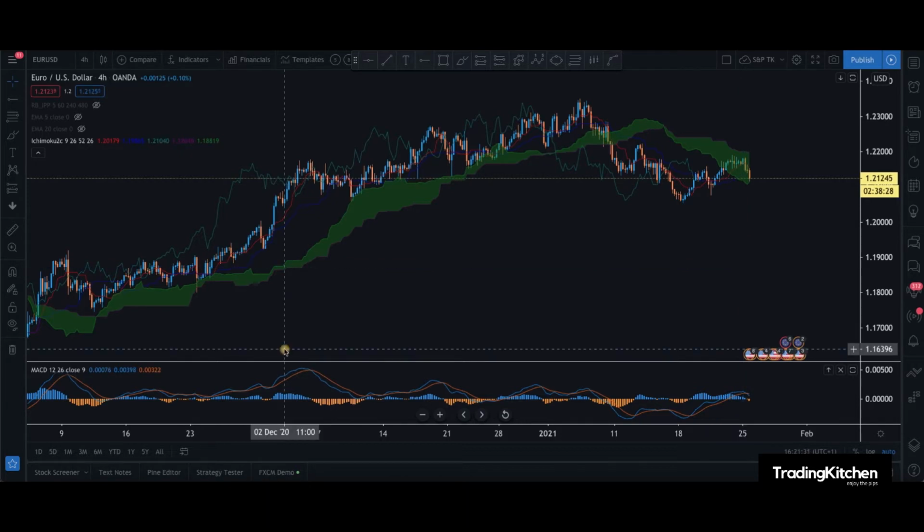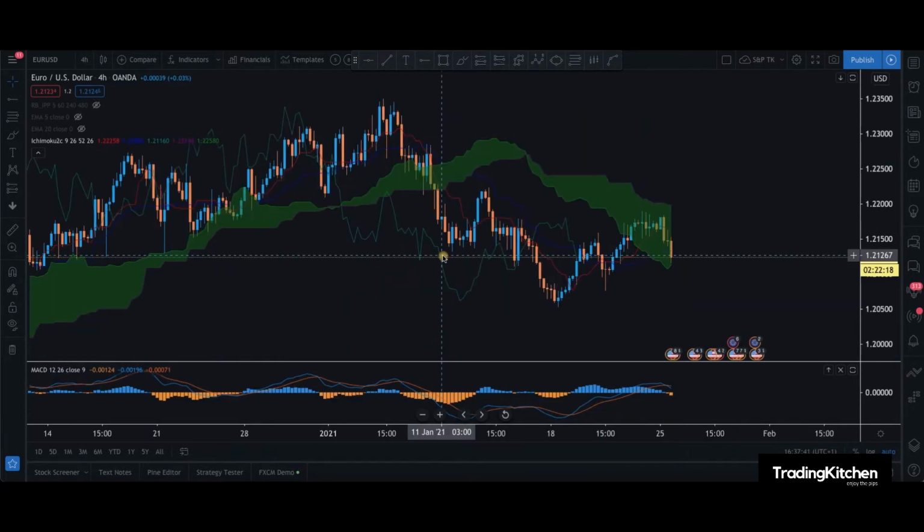Anyway, ICHIMOKU cloud, this is the correct name, is a trend following indicator. To be honest, it's not an indicator. It's a trading system with a variety of indicators that are similar to a moving average. The ICHIMOKU cloud is one of the few indicators out there, in my personal opinion, that can predict price movement. The advantage of this indicator is that it offers a unique perspective of support and resistance.